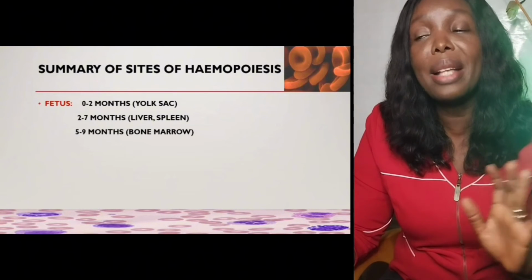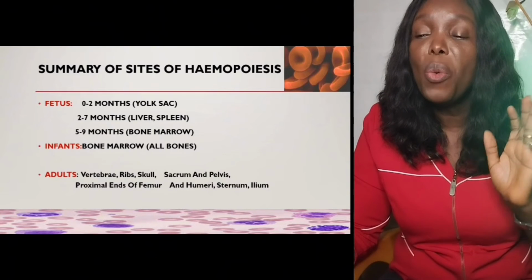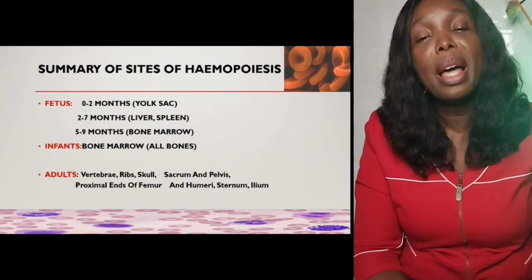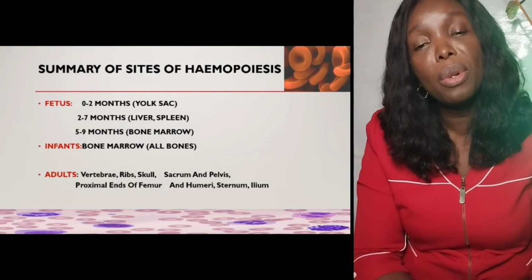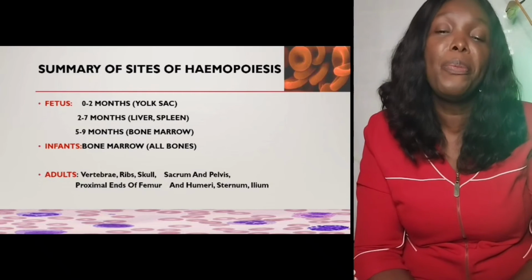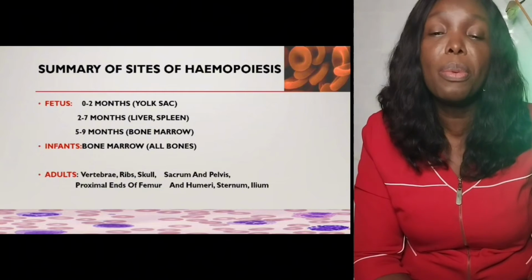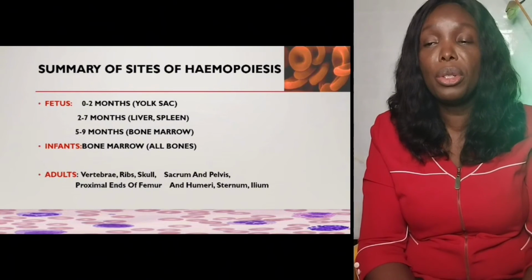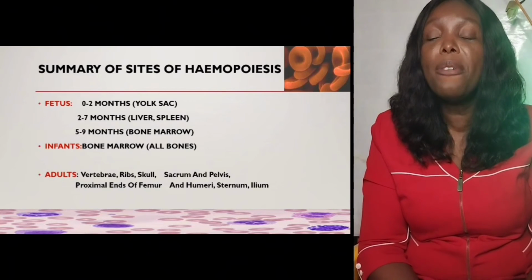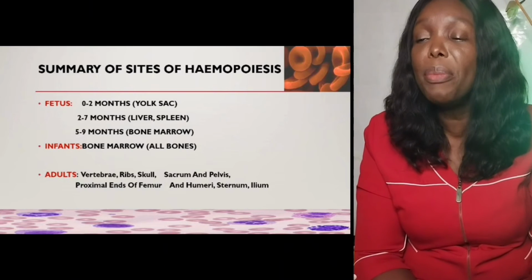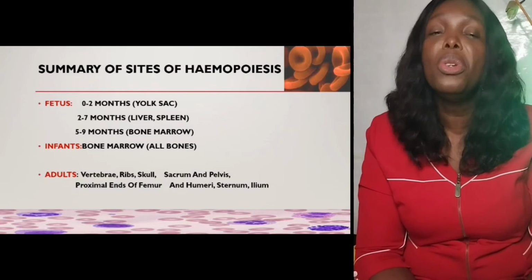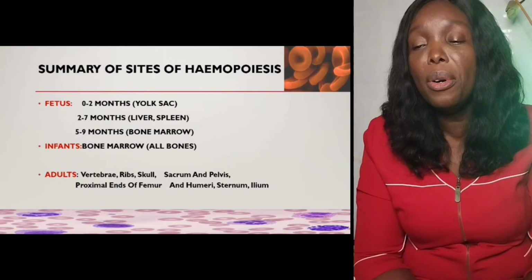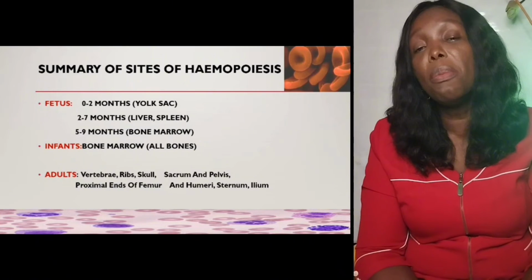Let us look at the summary of the sites of haemopoiesis that we just discussed. We said we have 3 stages. The mesoblastic stage, where the yolk sac and mesenteric layer of the placenta are the site of blood cell production. Then the hepatic stage, where the spleen and the liver are the site of blood cell production. And then the myeloid stage, where the bone marrow is the site of blood cell production. In the fetus, from 0 to 2 months, the yolk sac is the site of production. From 2 to 7 months, the liver and the spleen are the site of production. And from 5 to 9 months, the bone marrow is the site of production of blood cells.